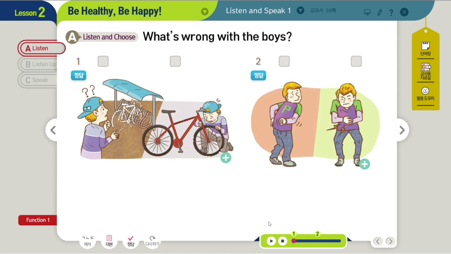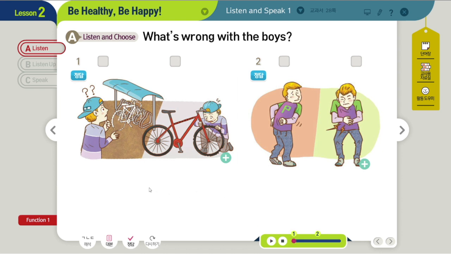Here we go. 1. What's wrong? You look worried. I can't find my bike. 2. What's wrong? I have a stomach ache. I ate too much last night.